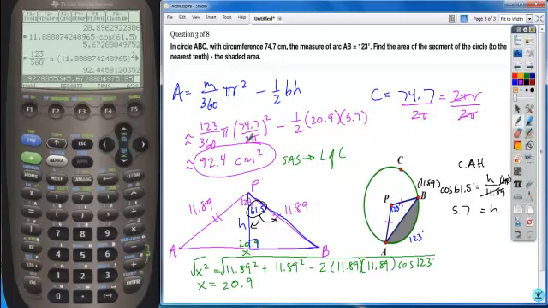Okay, so all of those steps are necessary. You need to find the area of your sector, which is pretty straightforward, but then you need to break down and find the isosceles triangle that's created inside the figure itself.